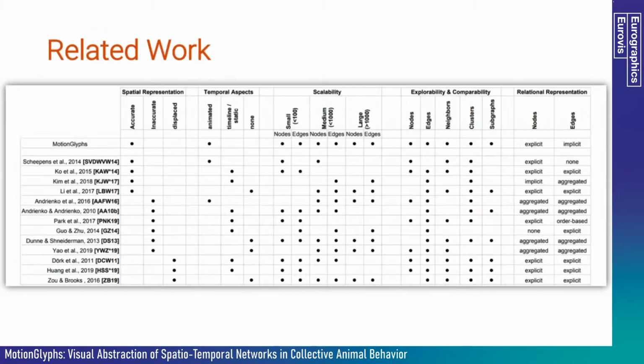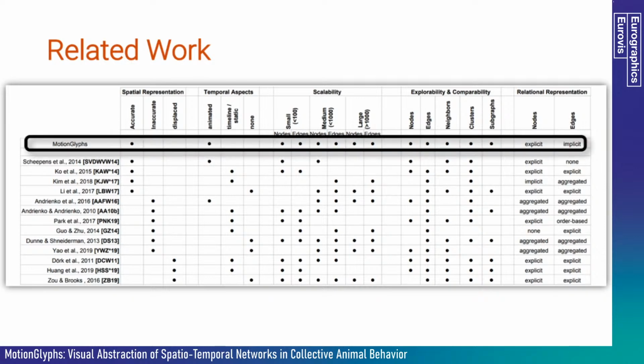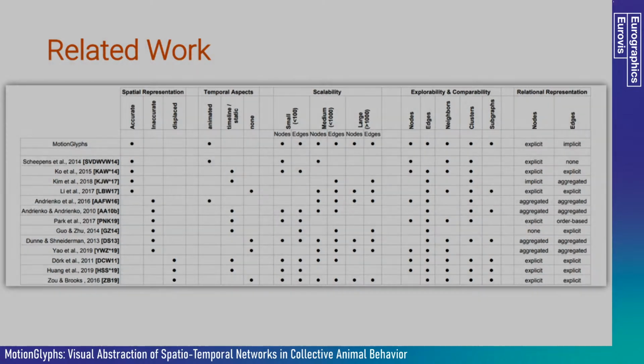In our work, we also compare a selection of current related approaches to the defined user requirements. Most related work approaches are either not suitable for the exploration of temporal dynamics of movers, or they do not support an accurate spatial representation of the movers. In contrast to these approaches, motion glyphs comes only at the cost of implicit edge representation and the loss of some spatial accuracy for the interactive exploration of group structures. For a detailed comparison of the related work, please refer to the paper.